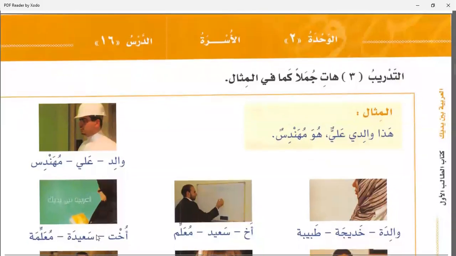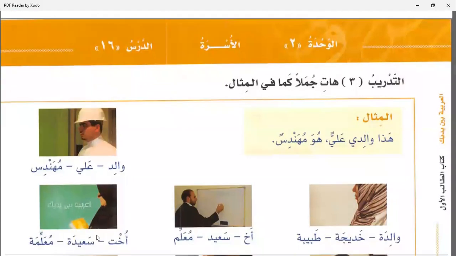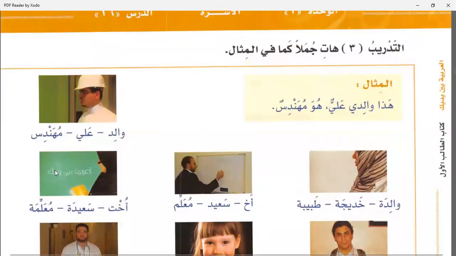Al-Wahdatu Al-Thaniya, Al-Usra, Al-Dars Al-Sadis Ashar, Al-Tadrib Al-Thalith: Hati jumalan kama fil misal. Bring sentences like the one in the example. So we have got three words here: Walid, Ali, Muhandis. We'll make a sentence with the help of these words. Hadha walidi Ali, huwa muhandis. This is my father Ali, he is an engineer.